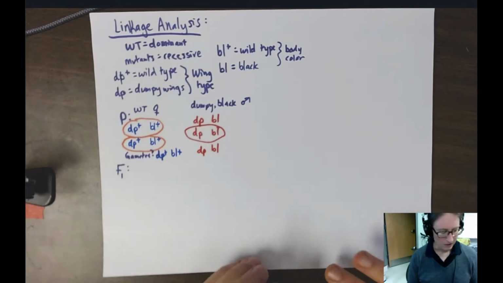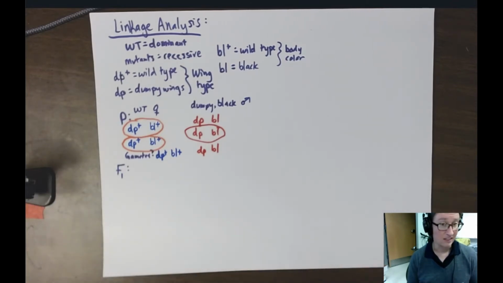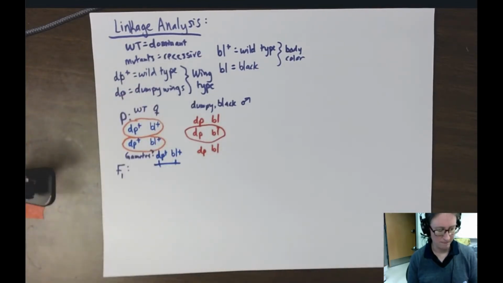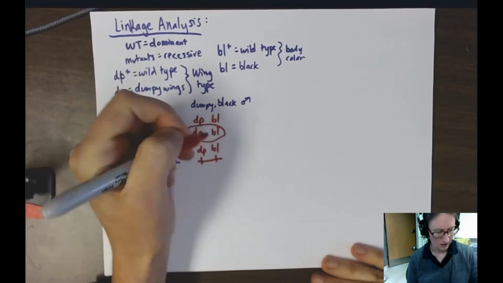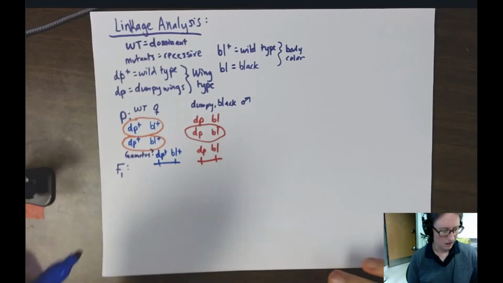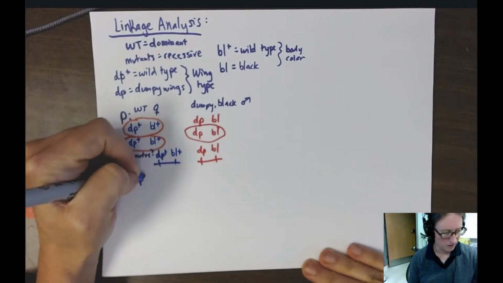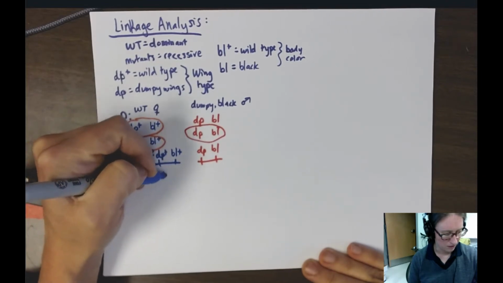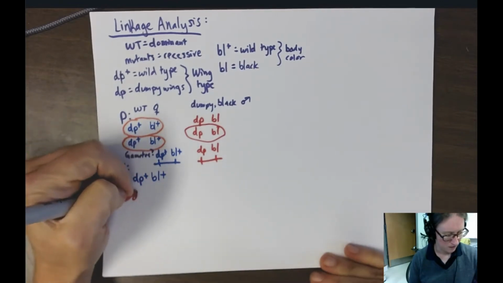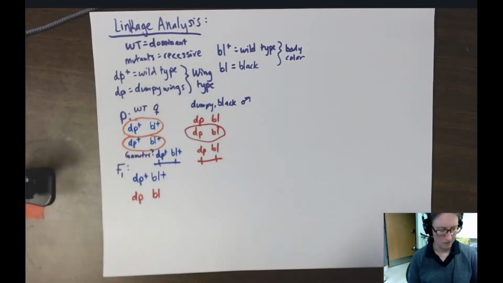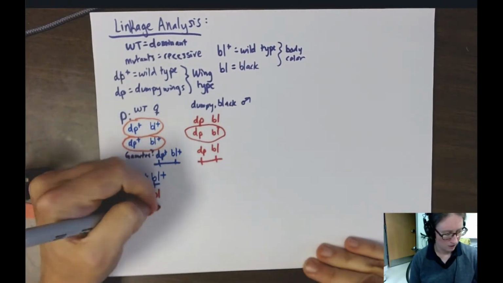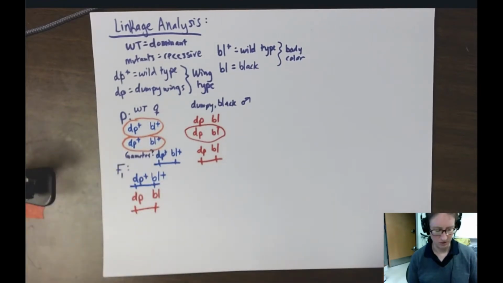So let's just think about this from the standpoint of if these are linked, that means that they are physically on the same chromosome, okay? And so now, if these come together, our next F1 generation of flies are going to be DP plus, BL plus, right, from their mom, and then they're going to get DP, BL from their dad, right? So there's one homologous chromosome. Here is the other homologous chromosome.